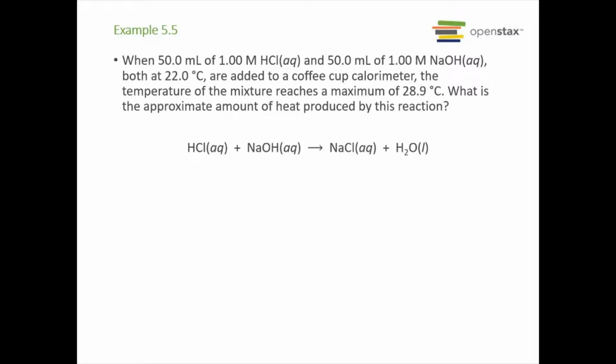So here's an example doing this with an actual chemical reaction. We're told 50 milliliters of a 1 molar hydrochloric acid solution and 50 milliliters of a 1 molar sodium hydroxide solution at 22 degrees Celsius are put in a coffee cup calorimeter. Temperature reaches a maximum of 28.9 degrees Celsius. What is the approximate amount of heat produced by this reaction? And they give us the balanced reaction also, which there really isn't anything to do to balance it.